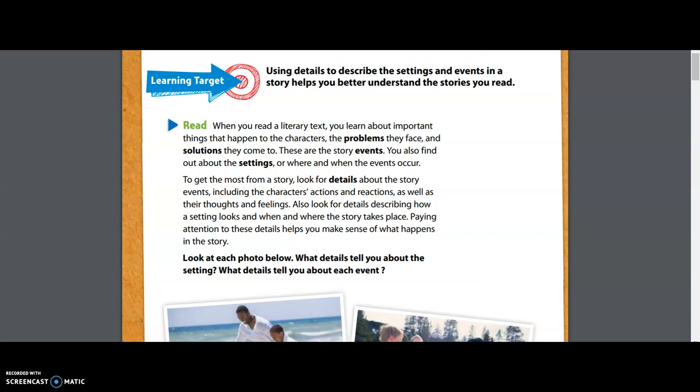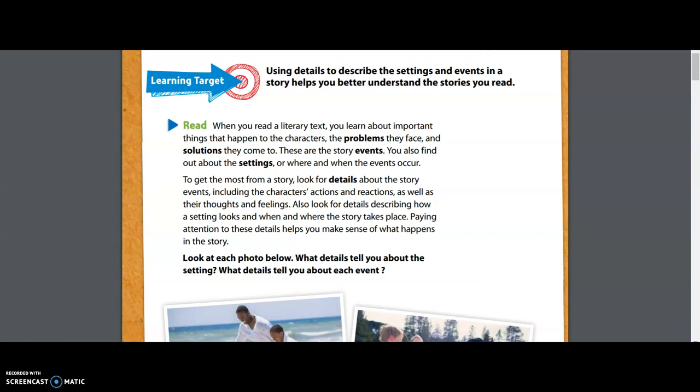You also find out about the settings, or where and when the events occur. So I hope that you guys are familiar with this term setting, because we've used it when we write our narratives. But not only that, you currently are in a setting. Our typical setting is in a classroom where we have desks, we have a whiteboard, we have access to all these different resources, because our setting is designed for learning.